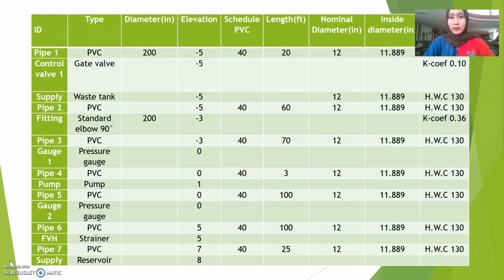For the nominal diameter, pipe 1 and all the others use the same nominal diameter, which is 12 inches. The inside diameter is also the same, which is 11.889. And the coefficient is already stated, as you can see.